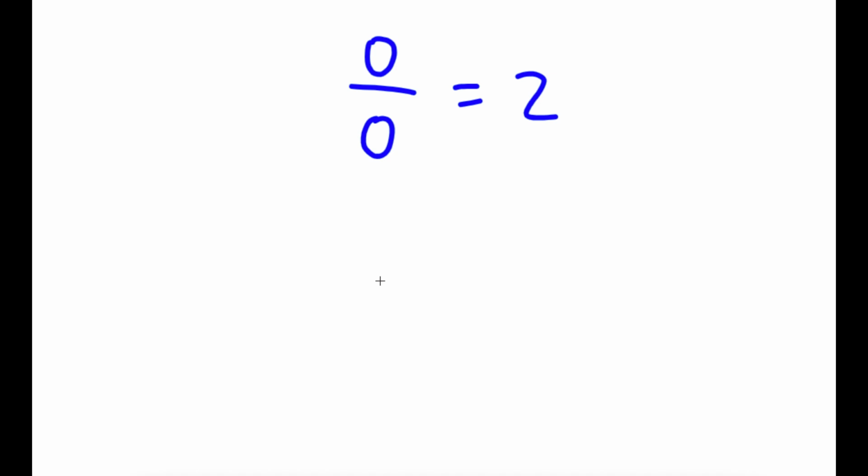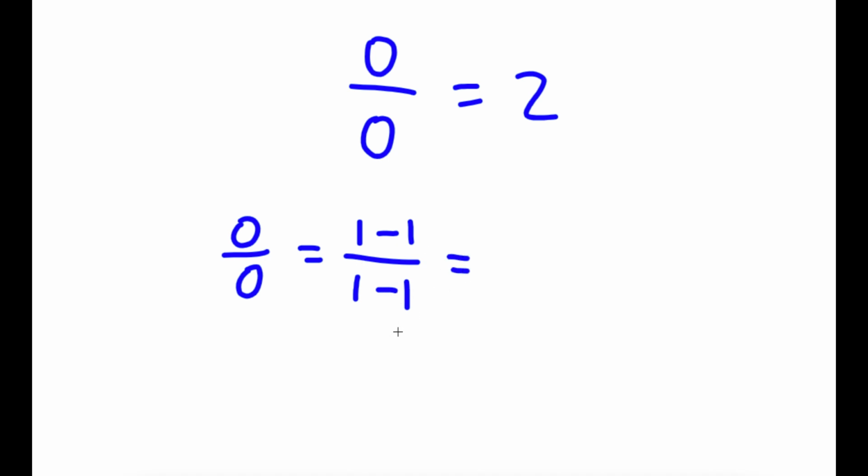Alright, so I'm going to be proving that 0 divided by 0 is equal to 2. To do this, I'm going to first start with 0 divided by 0. So 0 divided by 0 is the same thing as (1 minus 1) over (1 minus 1), because 1 minus 1 is 0, so 0 over 0.